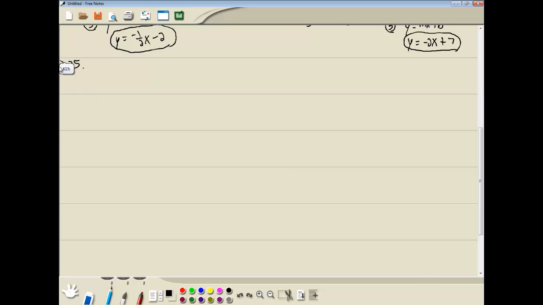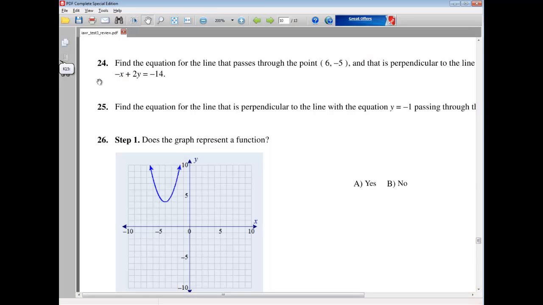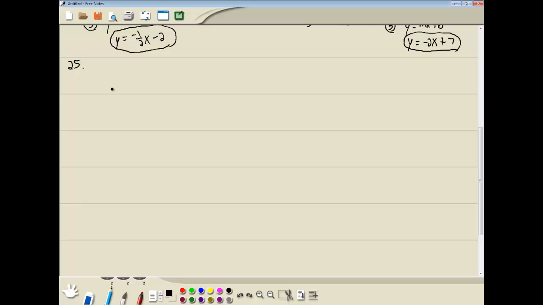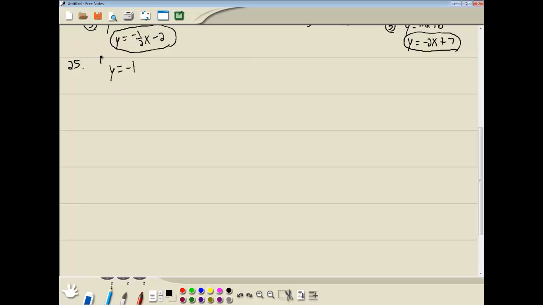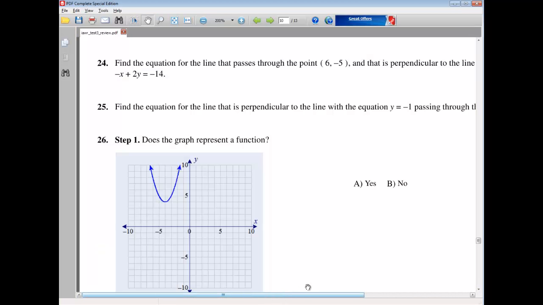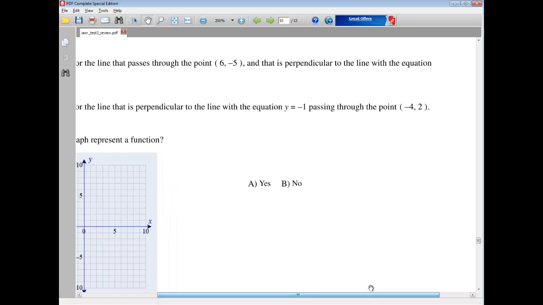Number 25 is an oddball one. I noticed that when I was looking at it. Find the equation for the line that is perpendicular to the line with the equation y is equal to negative 1. So perpendicular to that, and passing through the point negative 4, 2.